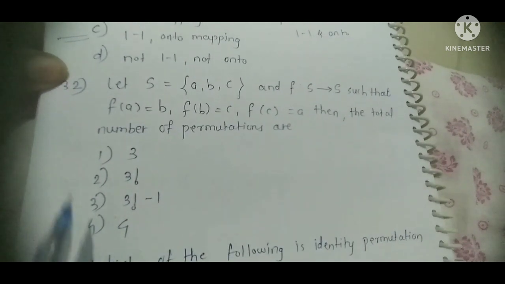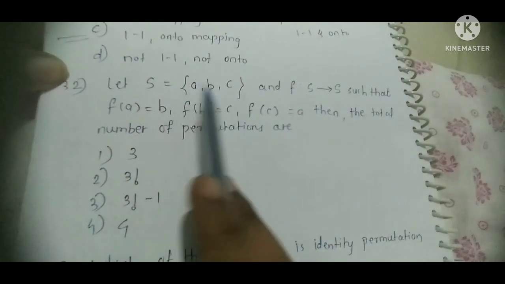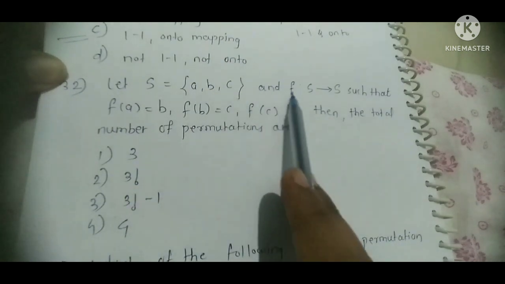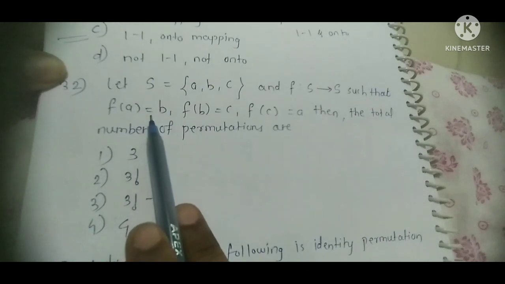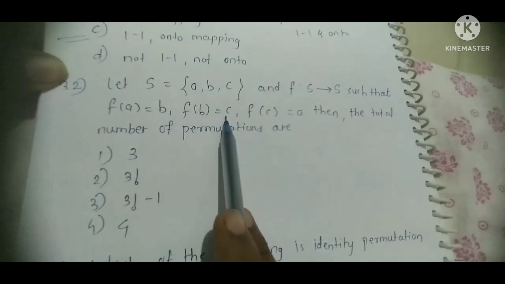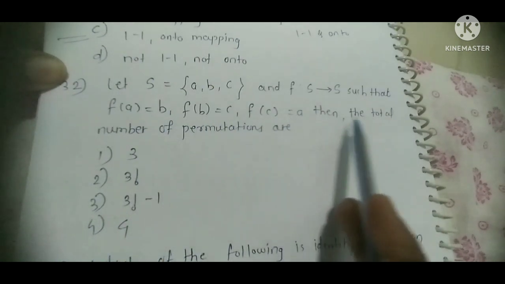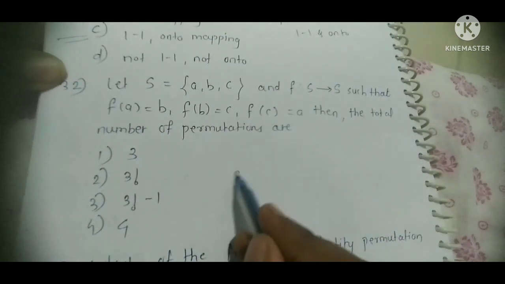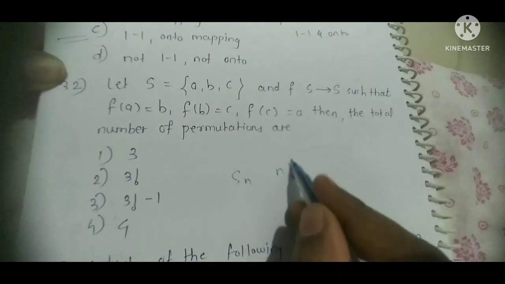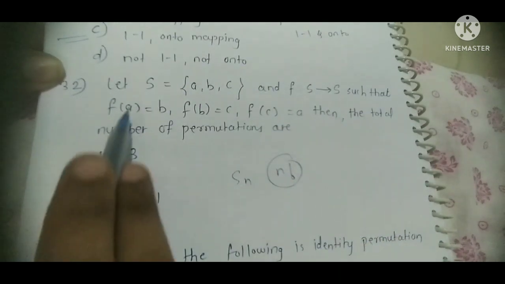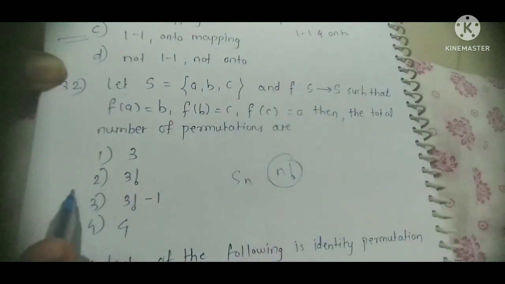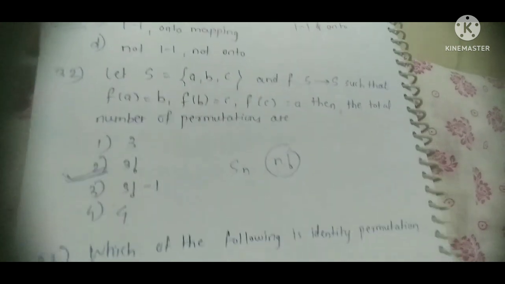Let S contain 3 elements and f from S to S such that f of A is equal to B, f of B is equal to C and f of C is equal to A. Then the total number of permutations are? So we know the formula, in Sn there are n factorial elements contained. So there are 3 elements in S. So how many permutations can we make? So 3 factorial. So the answer is 3 factorial. Okay. Next.